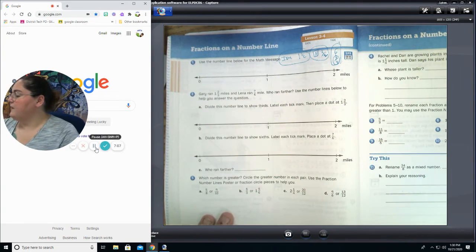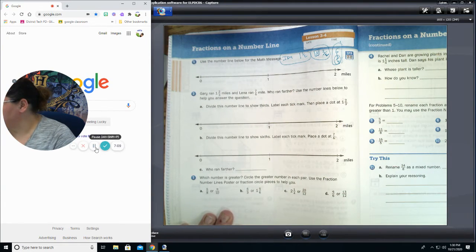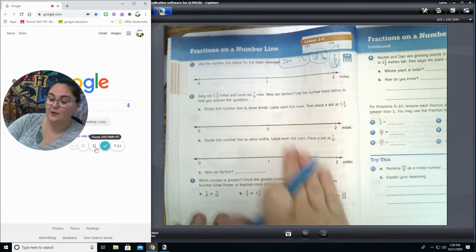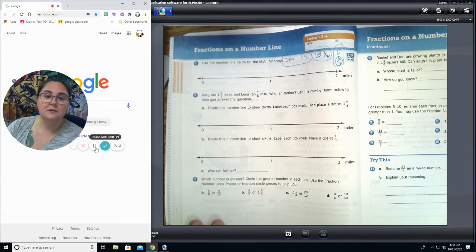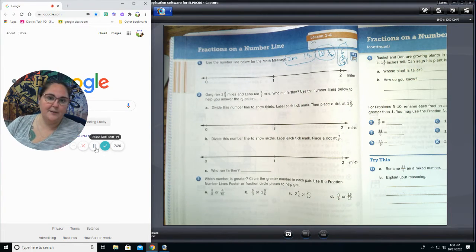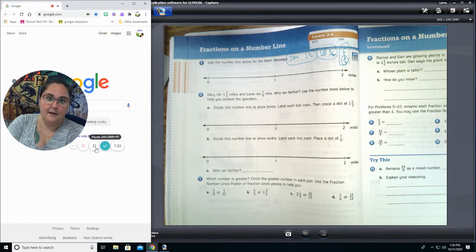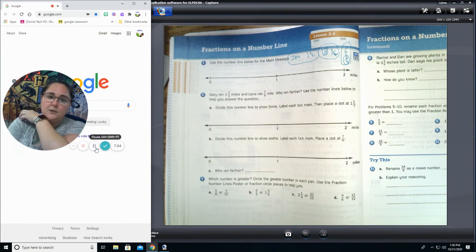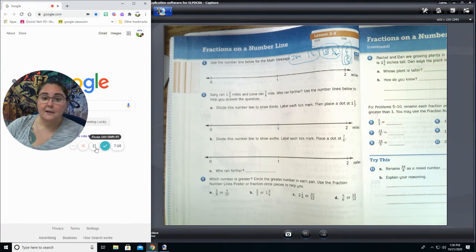Now, we need to figure out who ran faster. We're going to use our math journal to document where they ran. One of the options is that you can find a common denominator. Absolutely, you can. We talked about that when we talked about adding fractions. The other option is I'm going to use my number line to help me.